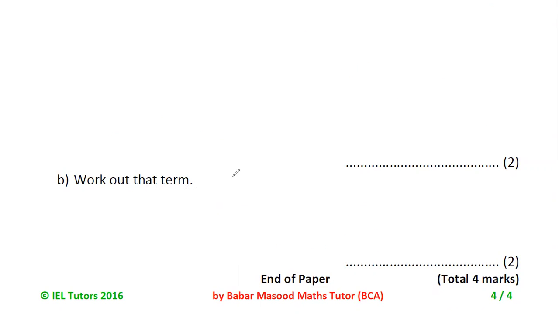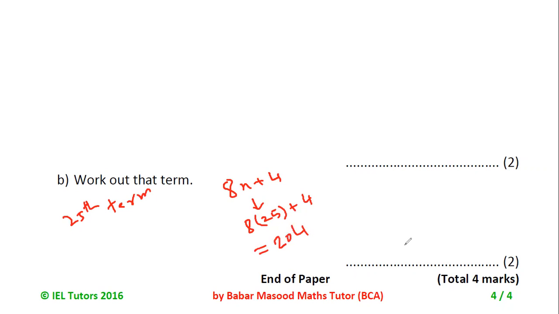Work out that term. I know that the nth term was 8n plus 4. And I know that the 25th term is the first term which is actually greater than 200. So I'm going to replace n with 25. 8 times 25 will be 200, and add 4, that will be 204. So the 25th term is actually 204.